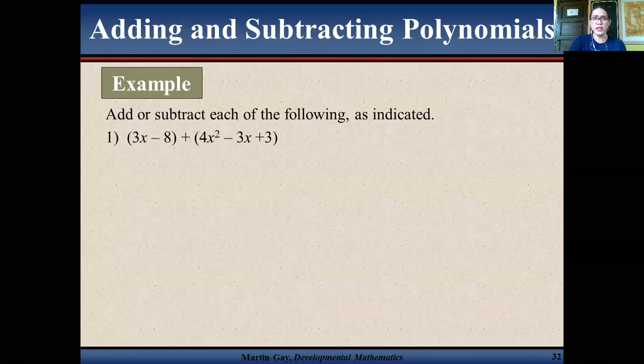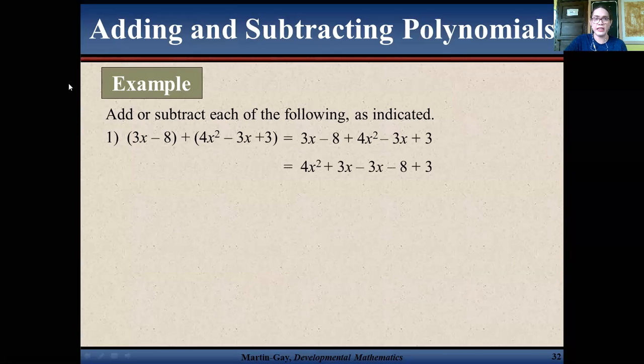So to add this one, we can just group the like terms. First remove the parentheses, then group the like terms. Of course, you have to write the polynomials in descending order. So the highest exponent will be written first as your first term.